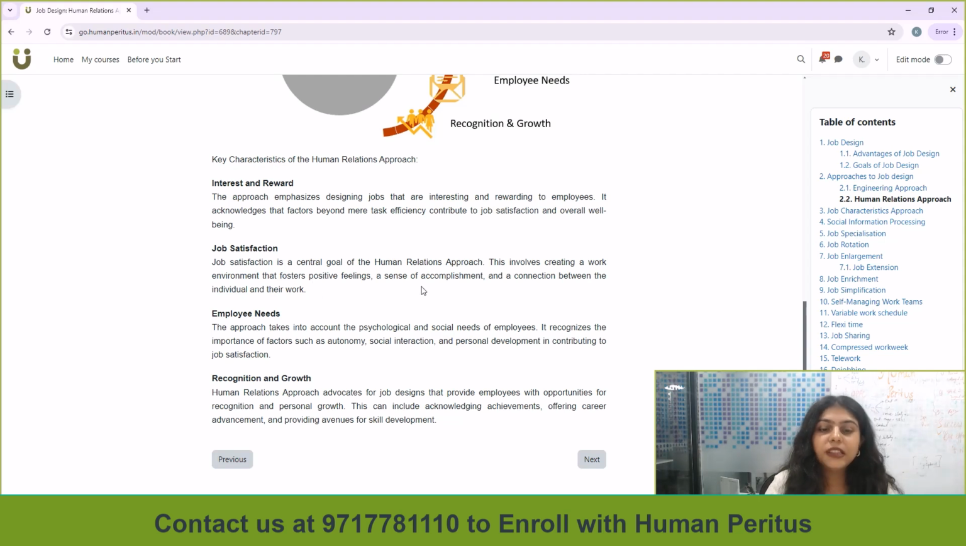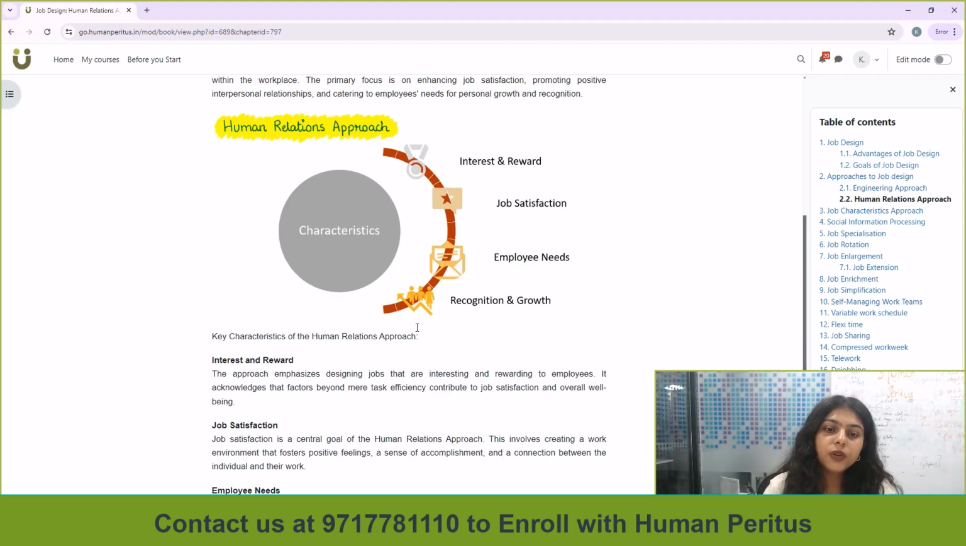So positive feelings, a sense of accomplishment, a connection between the individual and their work. It wasn't just machines working on something. There was a human factor in this approach. Then employee needs were taken care of. The employees felt important enough that their needs and wants were considered. And then recognition and growth. Growth in terms of, maybe, the organization wanting the employee to develop a certain skill, so it helps the employees develop this skill, or recognizing their work and rewarding them for it. So these were the key characteristics of the human relations approach.